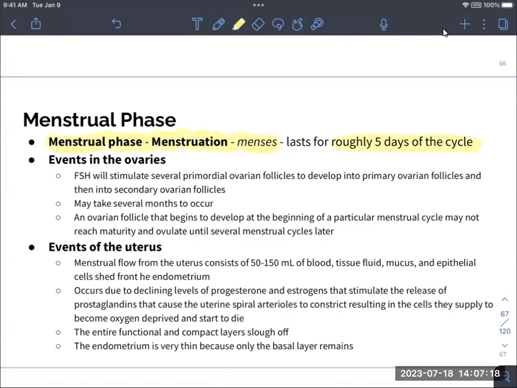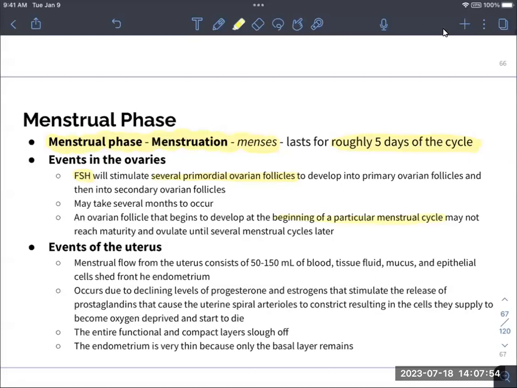So with the ovaries, this follicle stimulating hormone from the pituitary is going to cause these primordial ovarian follicles to develop into primary ovarian follicles and then to secondary ovarian follicles. It's going to take months for these to fully develop. These ovarian follicles start to develop at the beginning of the menstrual cycle. They may not reach maturity and ovulate for several menstrual cycles later.